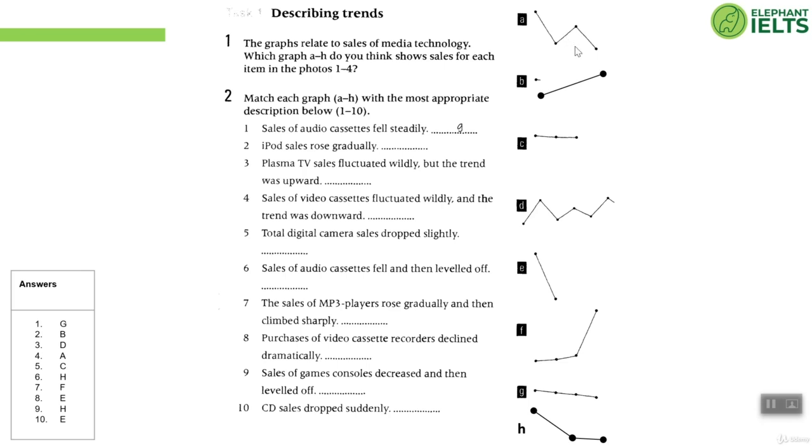This one, A, shows a fluctuation, but the trend is downward. Moving down, we come to D. This is a fluctuation and the trend goes upward. So we can say the answer is D.